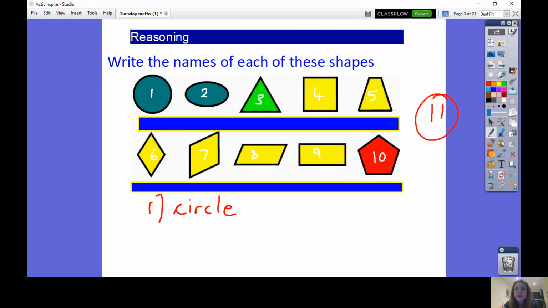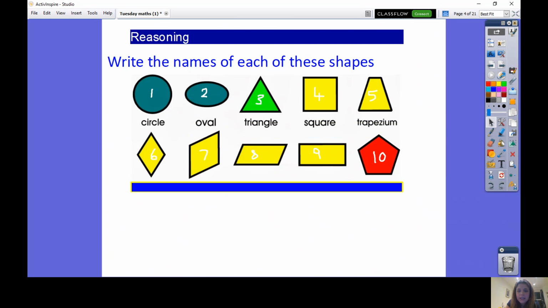I'm going to go through the answers now, so please make sure you've written down the names of all 10 of these shapes. You can see that I'm removing that so you can see the names of them. So you've got circle, oval, triangle, square, trapezium, diamond, rhombus, parallelogram, rectangle and pentagon. Those are all of your shapes, and you can see as well they've been organised by colour. For example, all of the yellow ones are quadrilaterals.